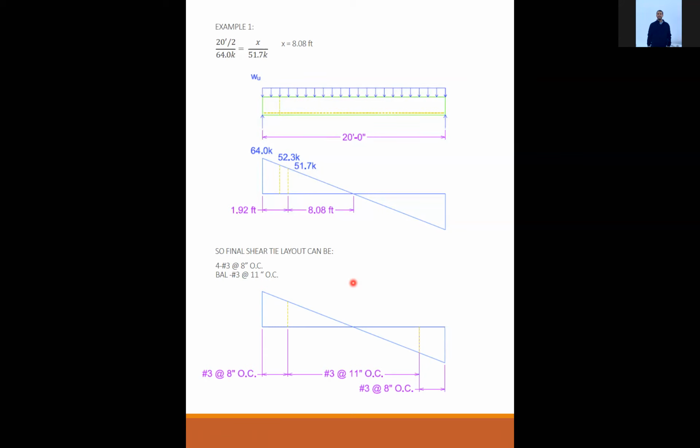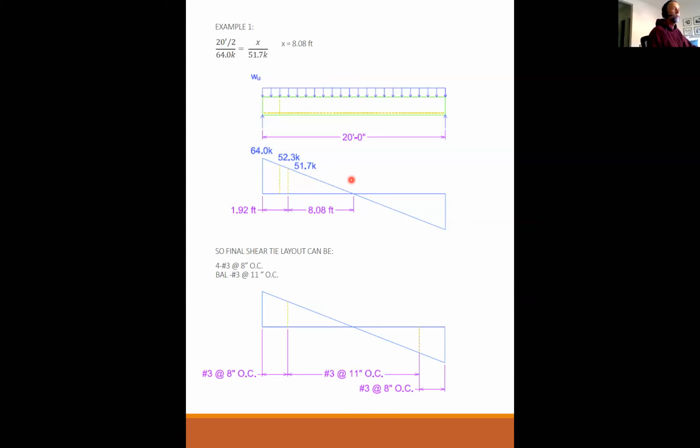Professor, so we always go with the lower number, right? The 8, and we round it down. Like if it's 8.2 or 8.3, we round it down to 8, right? Yes, exactly right. So let me back up here for a second.